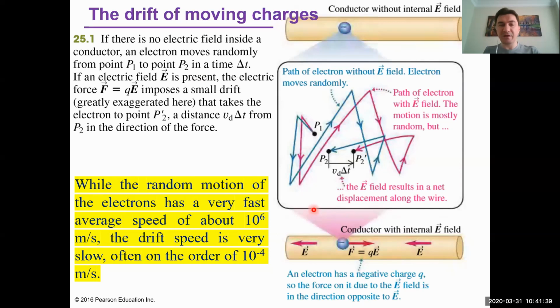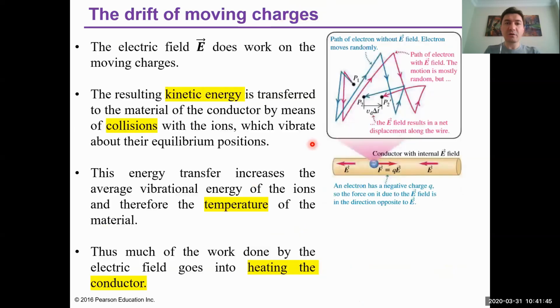So far, I think it is enough to discuss the drift of moving charges. Now let's go into a little more detail about it. What happens within the conductor if there is an electric field? The electric field does work on the moving charges, okay? So there is a net displacement of the moving charges. Electrons get some extra kinetic energy due to the electric field. This kinetic energy is transferred to the material of the conductor by means of collisions with the ions.